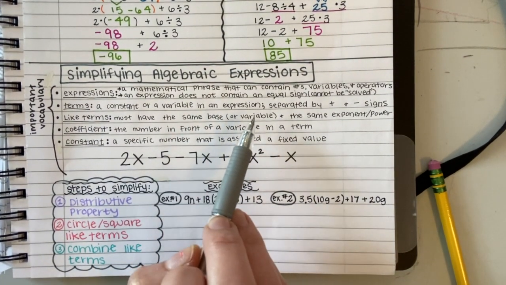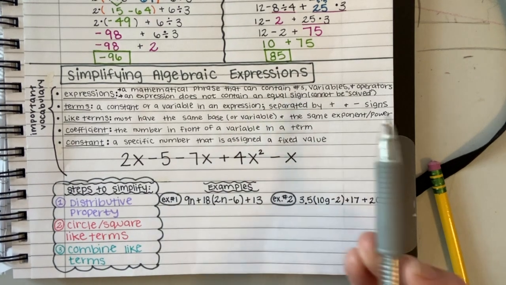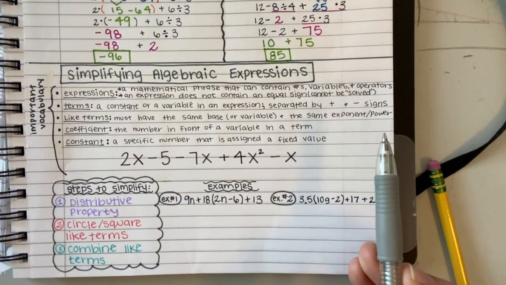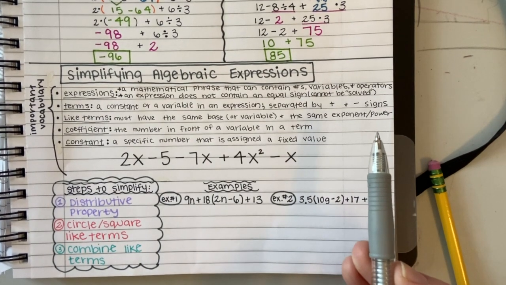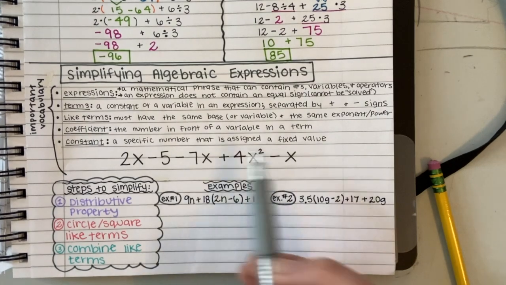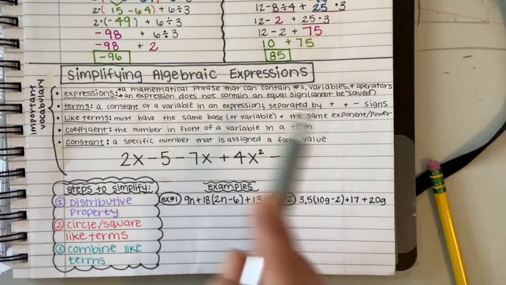So each term is separated by addition or subtraction. If something is being multiplied, that doesn't create a new term. Those are within the same term, and we'll see that when we look at an example.